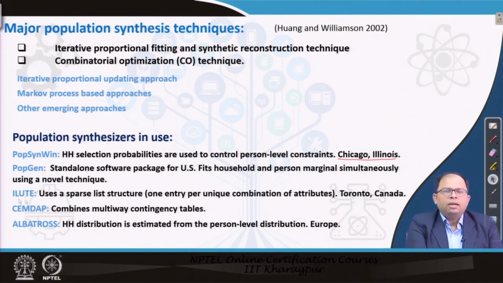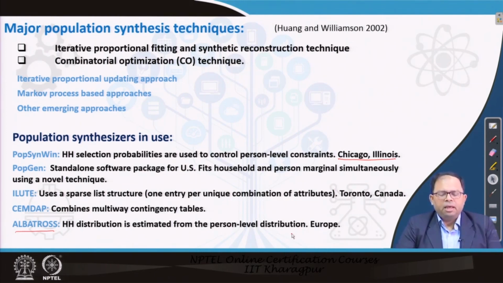Then there is ILUT, a land use transportation model. Here a sparse list structure is used. I will explain what a sparse list is later on. It has one entry per unique combination of attributes, and this is used in Toronto, Canada. Then SimDep combines multi-way contingency tables, that means different tables could be combined. Albatross, which is used in Europe and is another land use transportation model that we have discussed earlier, estimates household distribution from person level distribution. This is another method which uses different variants of iterative proportional fitting, and this will also be discussed in the next lecture.